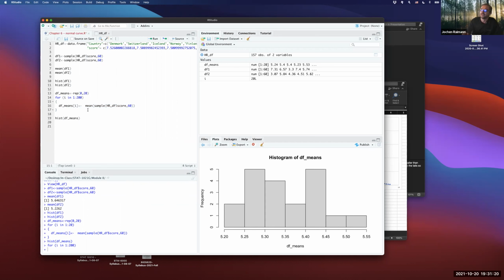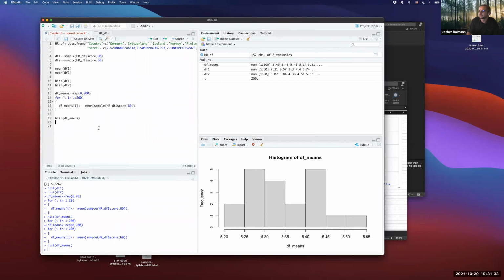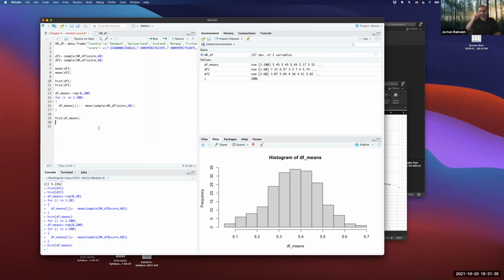Okay, let's try 200. Same story, now I have 200 means. Now I show this, and this becomes a normal distribution. Okay, good, now I made my point. It's not a good example because it's repeated sampling; I just wanted to make this point.